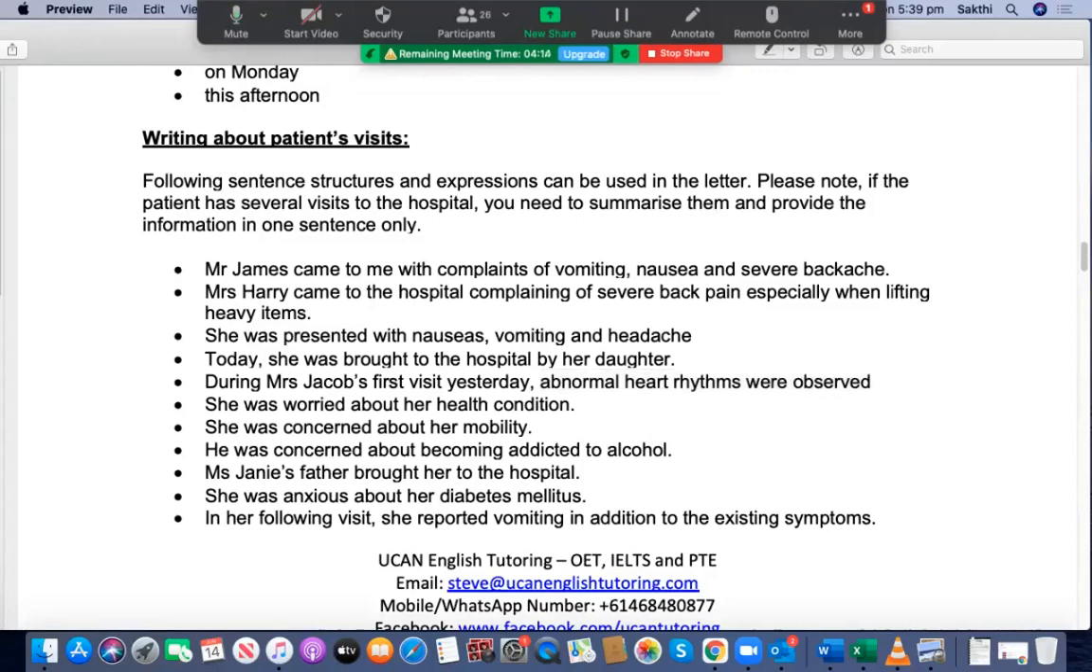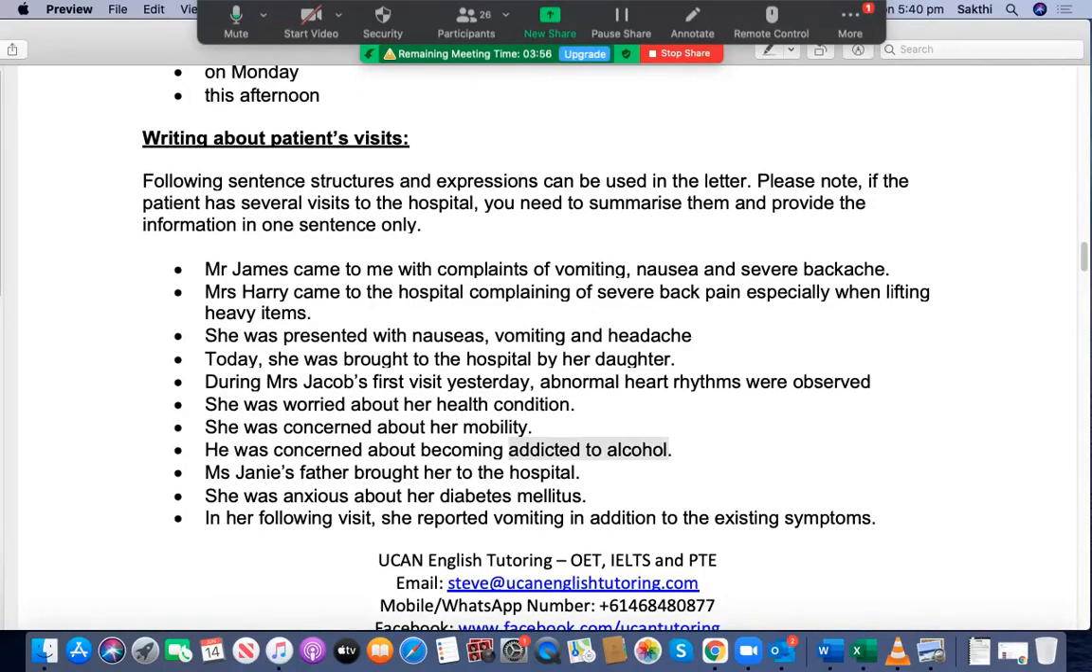Look at this one. She was worried about her health condition, or she was concerned about her mobility. He was concerned about becoming addicted to alcohol. Look at the way we have written this structure: about and then verb plus ing, and then addicted to something.